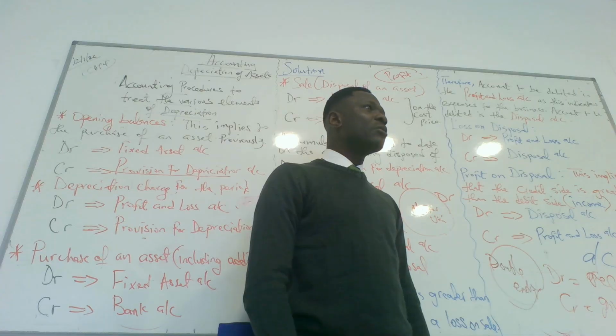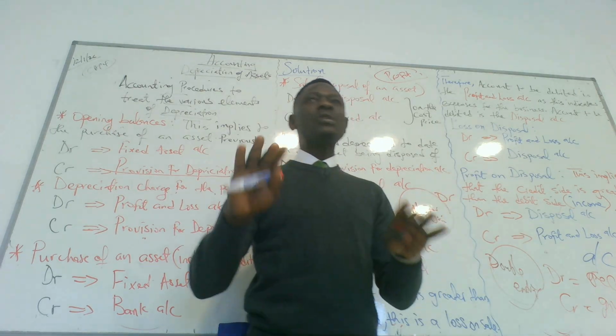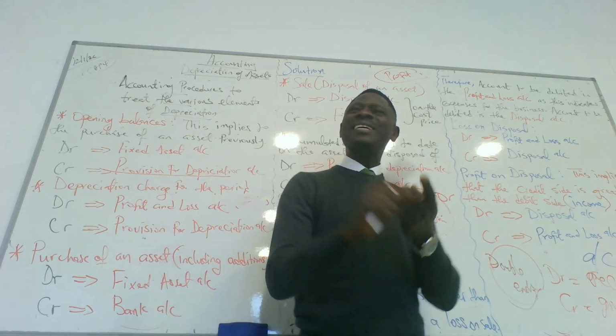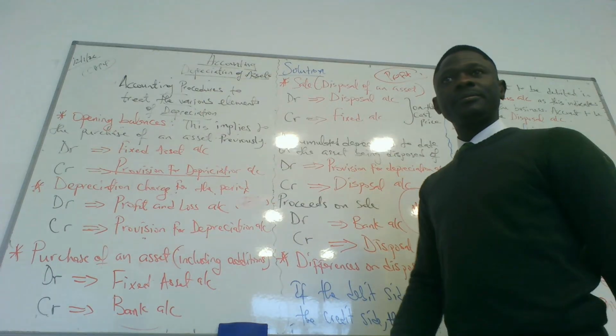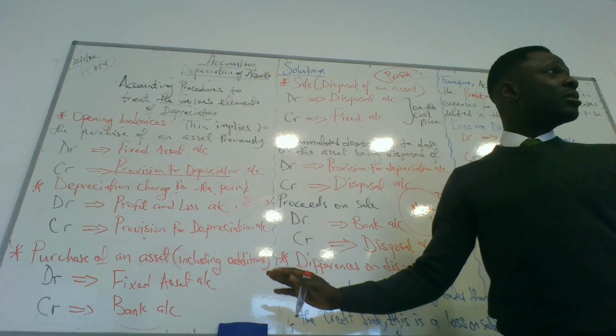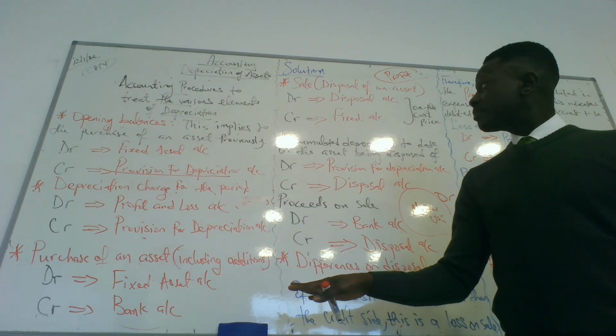Do we understand the purchase of an asset here? So the purchase of an asset will have a debit for that asset, credit for the bank. Any question about this? Any question? Shall we move on?